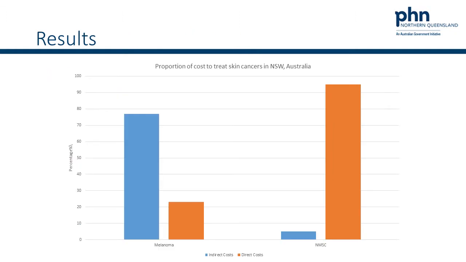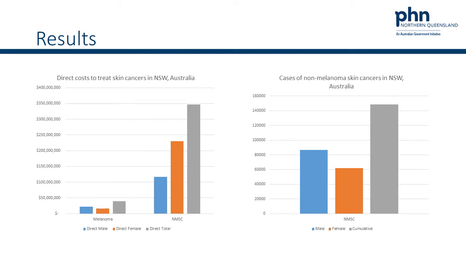Delving deeper into this, the direct costs for melanoma were relatively low at 22%, compared to the 95% for non-melanoma skin cancers. As melanomas have a greater impact on the patient after the initial treatment, i.e. the direct cost, the indirect costs hit harder and account for 77% compared to only 5% for the non-melanoma skin cancers. The low direct costs and high incident rates of non-melanoma skin cancers resulted in them accounting for the majority of the financial burden.